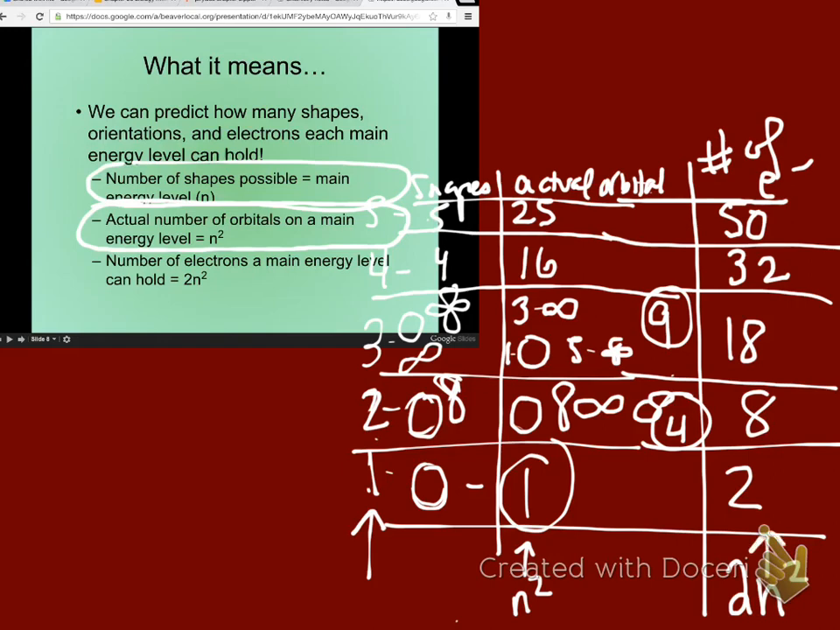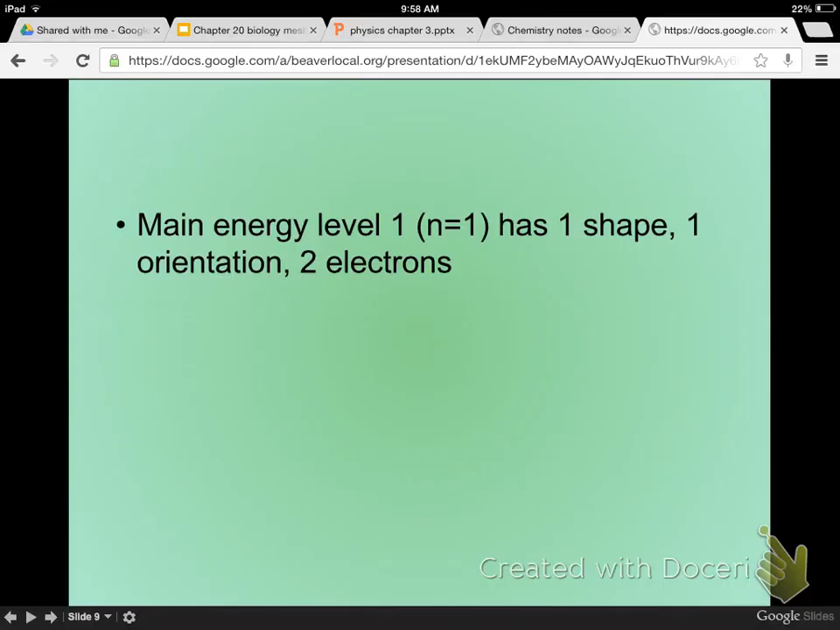Okay? So n is equal to the main energy level, and the number of shapes is equal to n. The number of actual orbitals is n squared. The number of electrons possible is 2n squared. I will ask you questions like, on the fourth main energy level, how many electrons are possible? How many electrons can be held on the fourth main energy level? Yeah, 32. But you have to know those relationships. So that's just reiterating the pattern we saw.